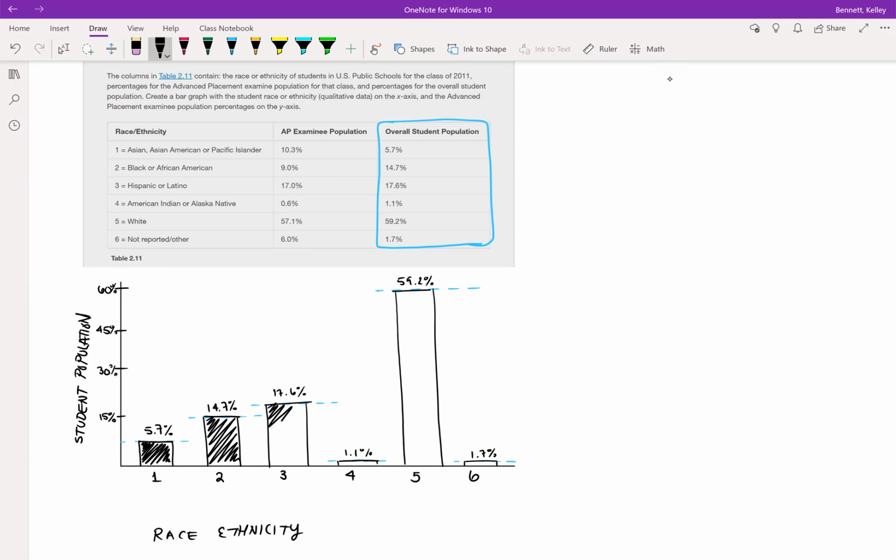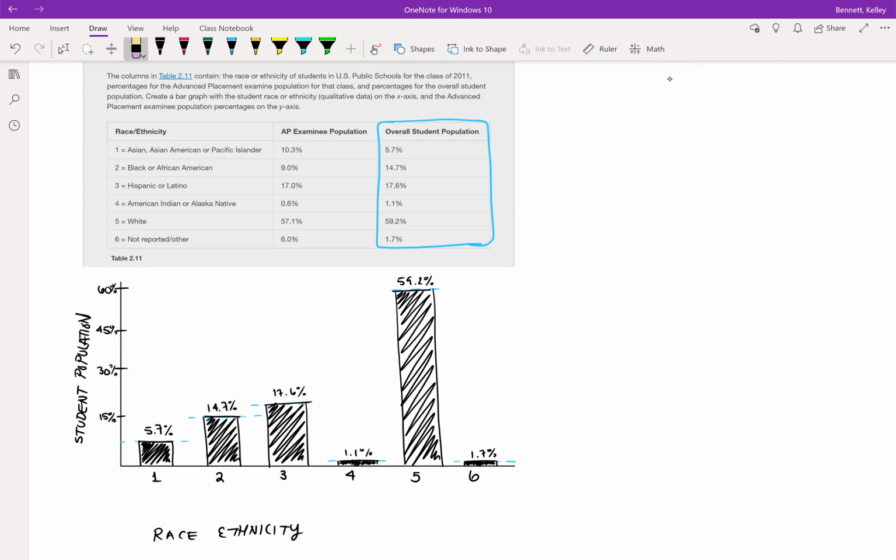Right, so what this does is it gives you a visual cue or visual insight into how things are distributed. It's very clear to me when I see this that a vast majority are represented by white students. And I see that we don't have a lot of representation here with American Indian and other. So that is how to create a bar chart.